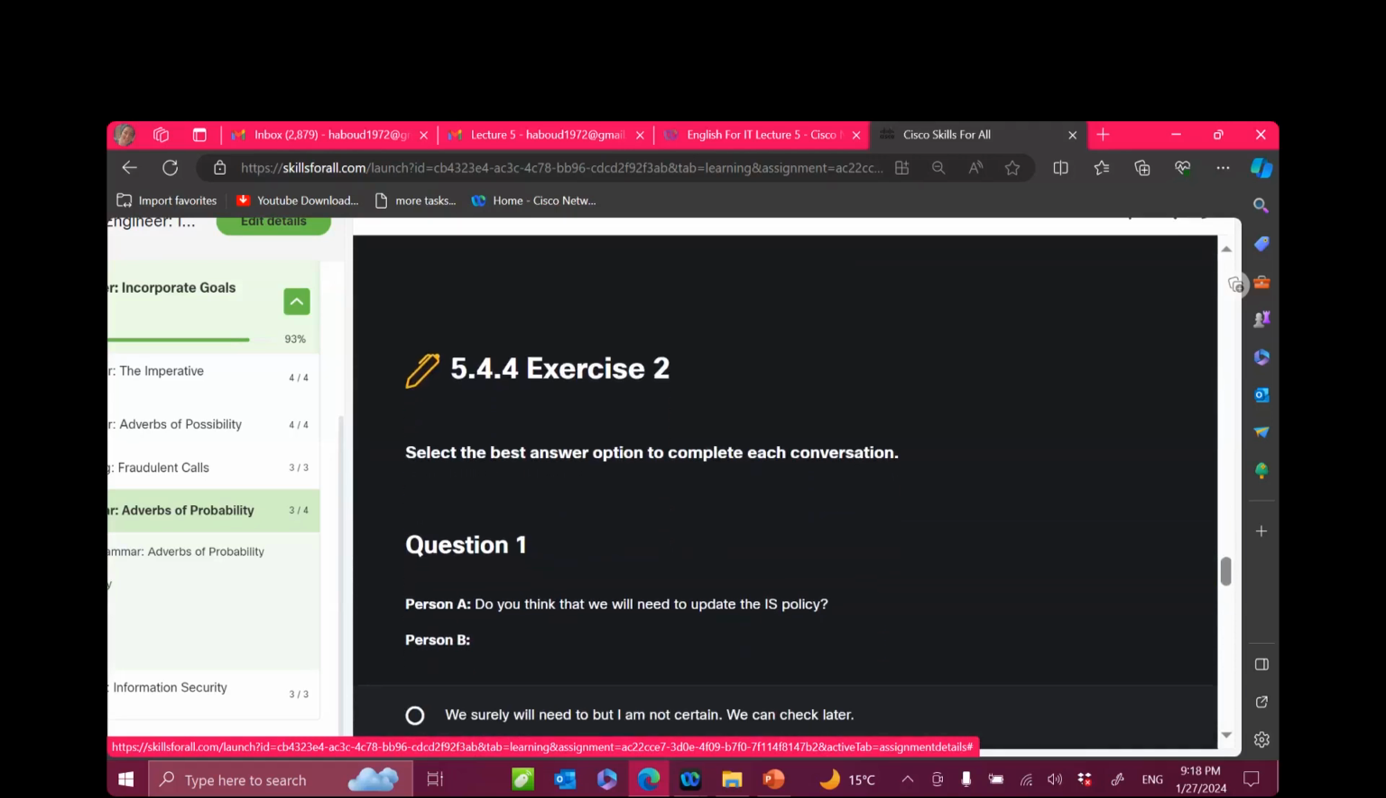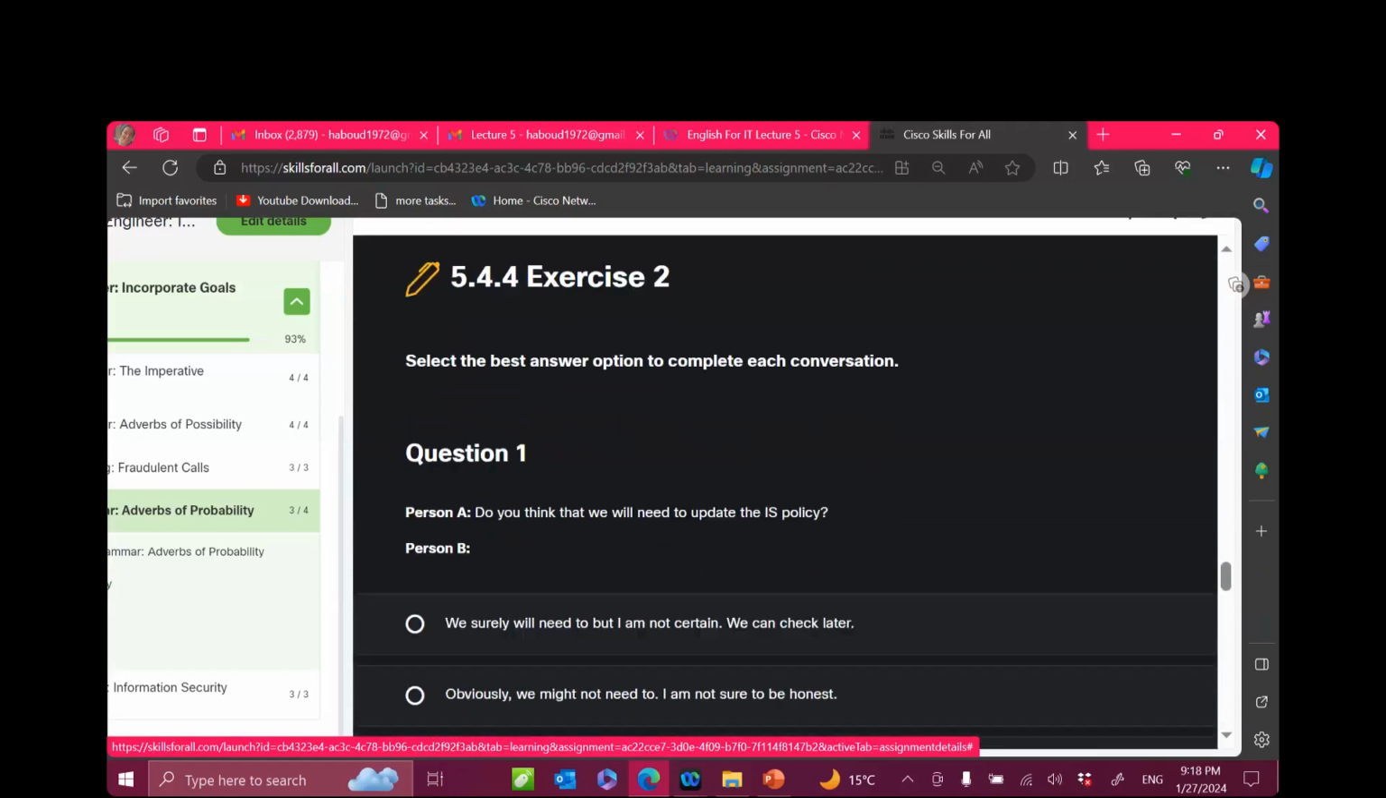Exercise 2. Select the best answer option to complete each conversation. Question 1. Person A. Do you think that we will need to update the IS policy? Person B. Do you تاني أقرأ person A. Do you think that we will need to update the IS policy?